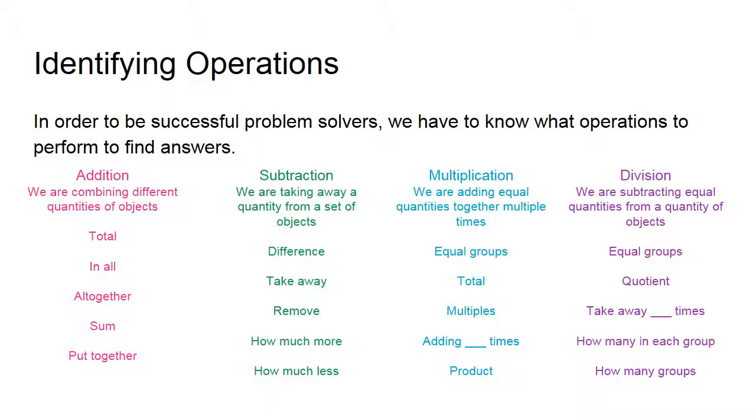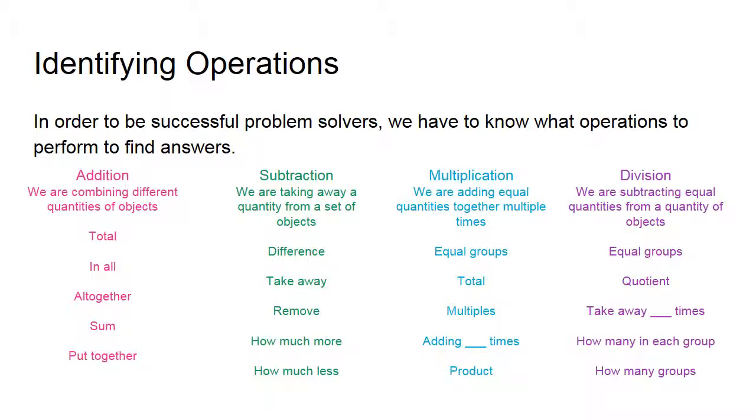So let's start with addition. In addition, we're combining different quantities of objects. Remember, multiplication is when we are adding together equal groups. If those groups aren't equal, then all we are doing is adding. So you would look for words such as total, in all, together, sum, and put together.